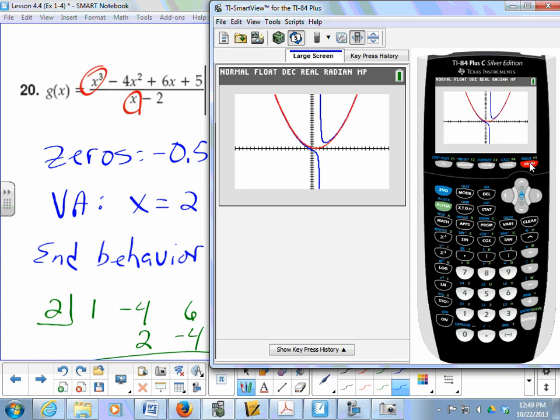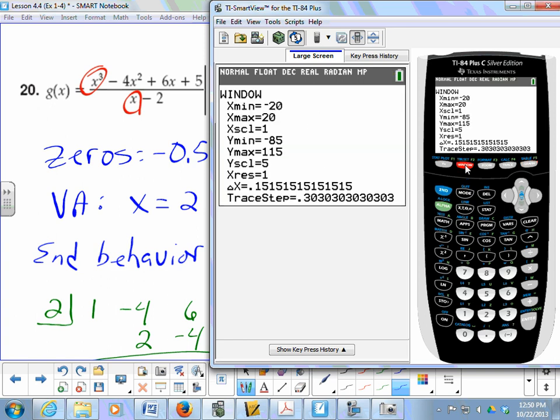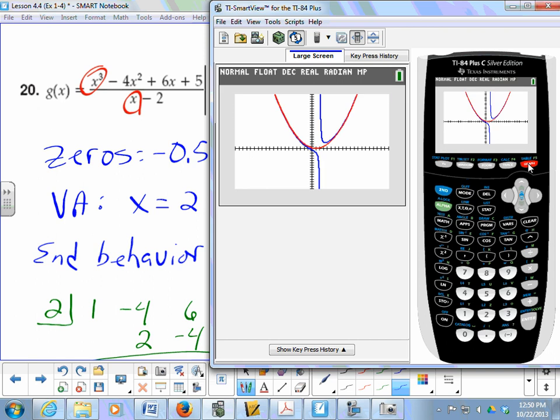What's that? Put your graph at negative 20 to 20 and, I don't know, negative 85 to 115. Wait, how can you show those numbers? I didn't. I hit zoom out on the last one. That's where it went. And I just shortened up my x-axis. Okay, questions?